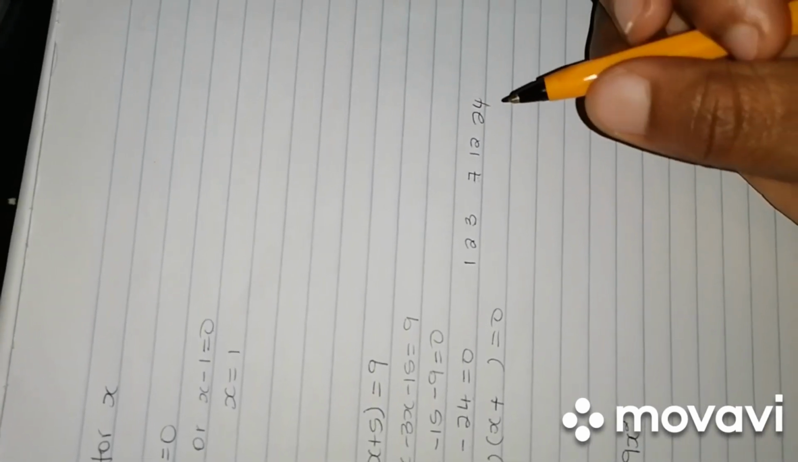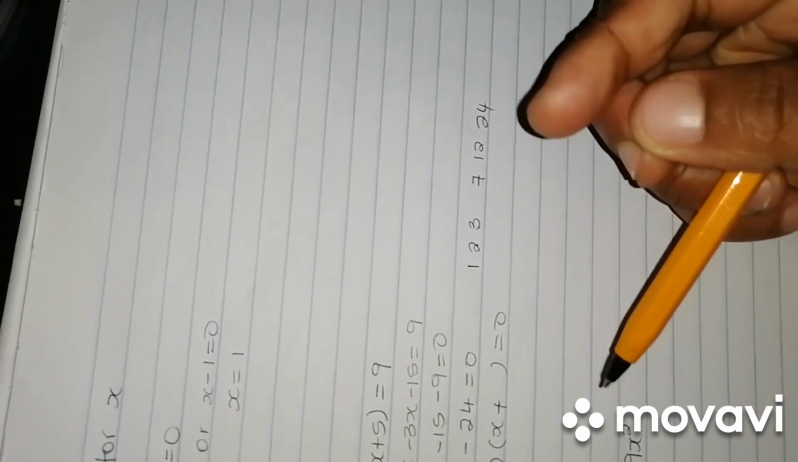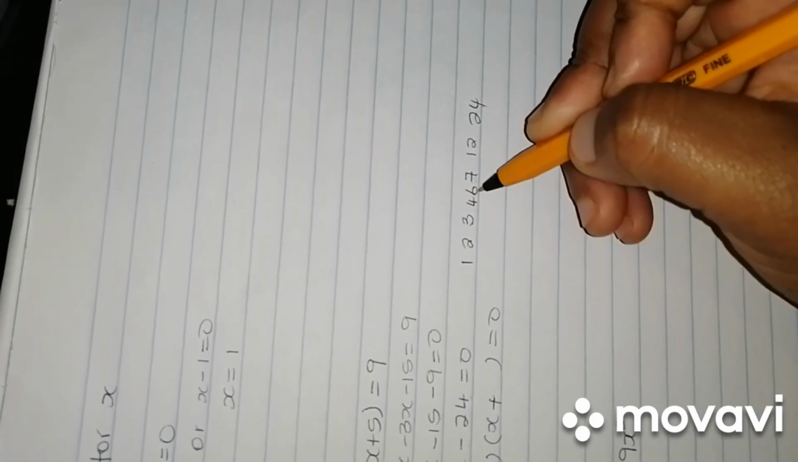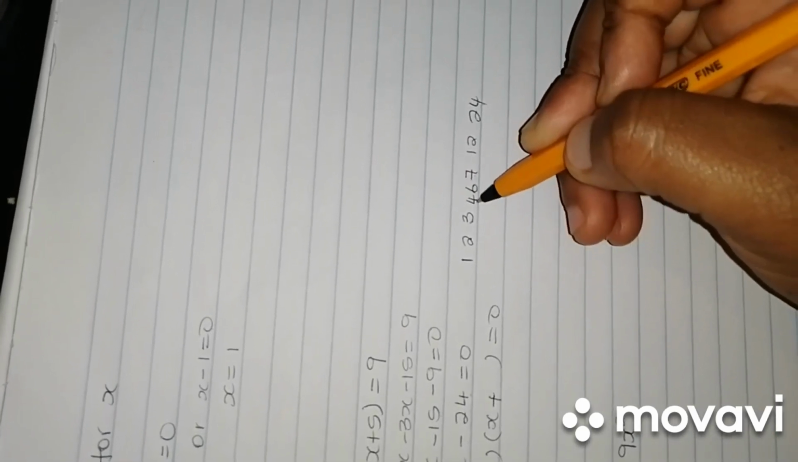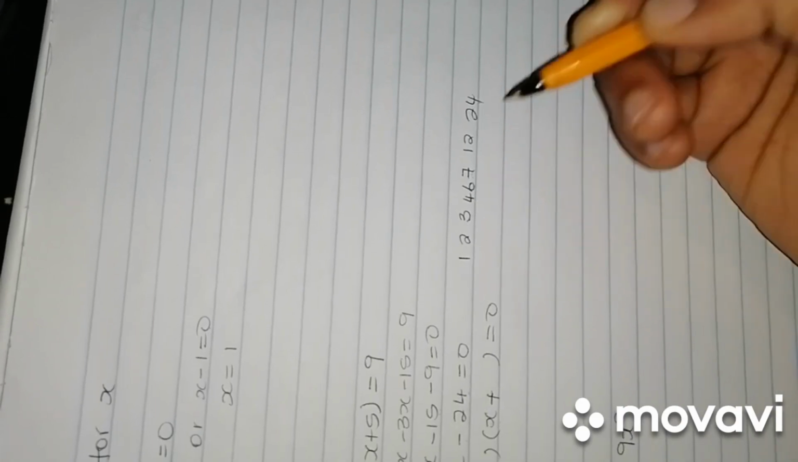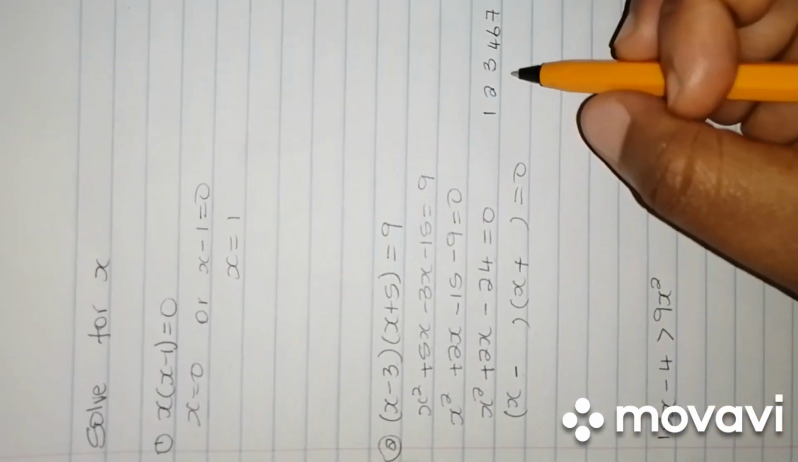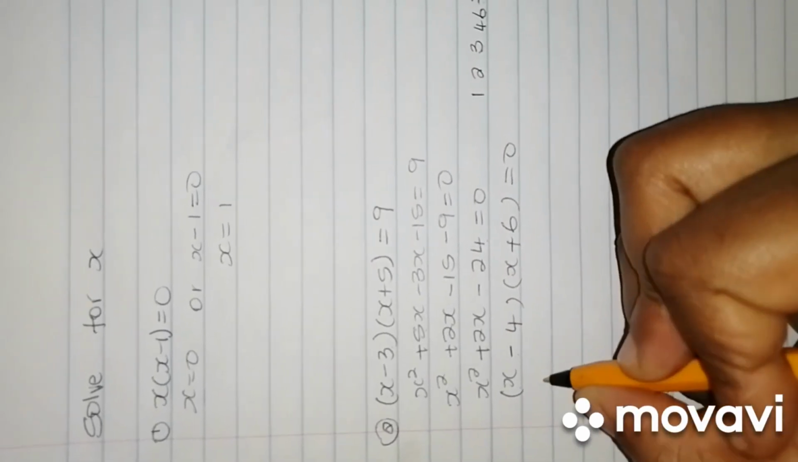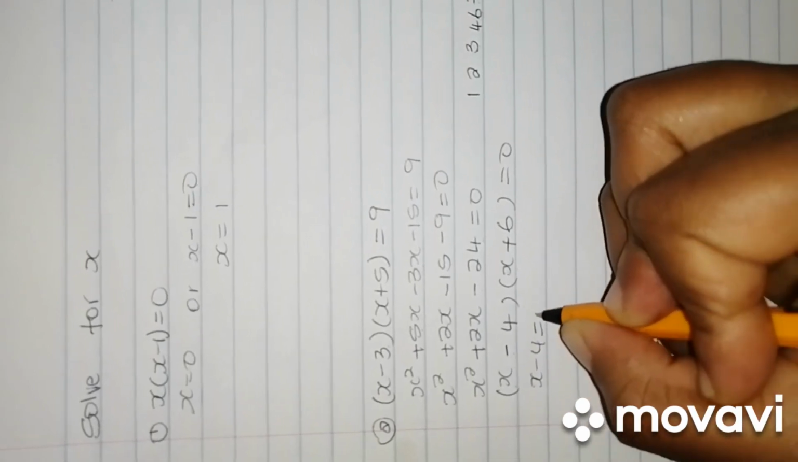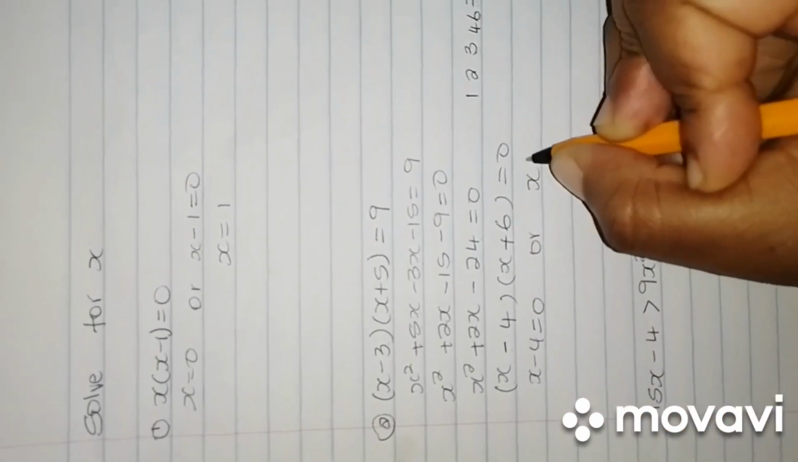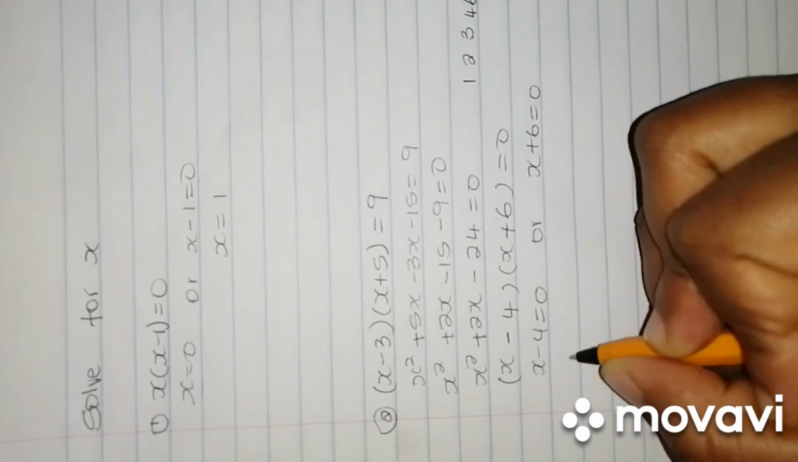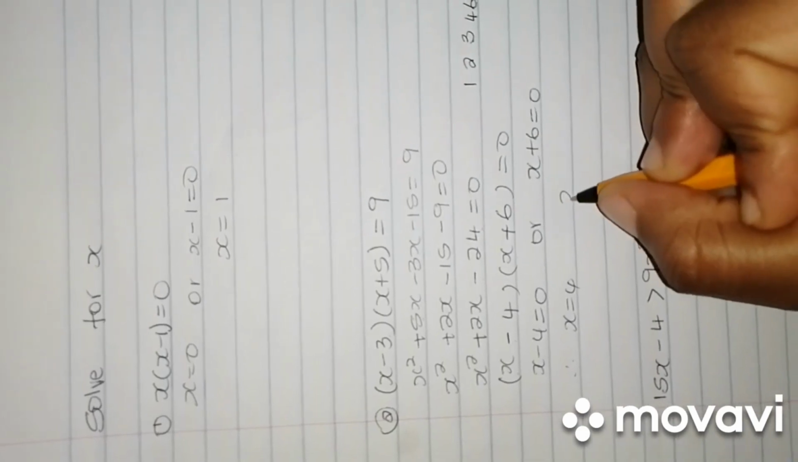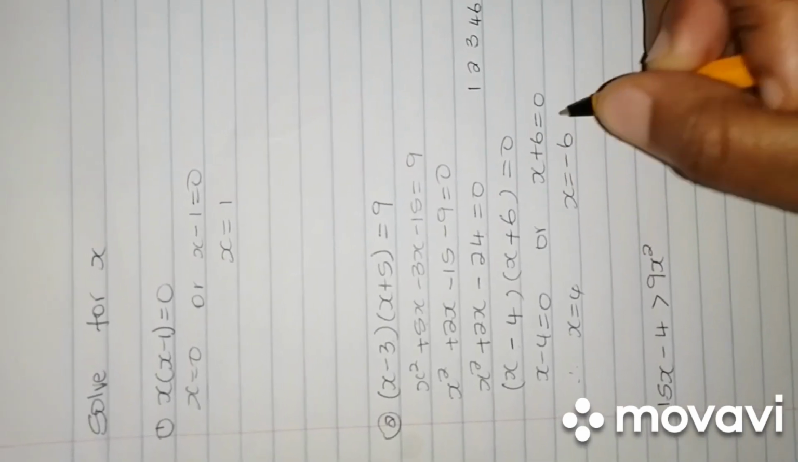Then we move on. It's 4, 8, 12, 16, 20, 24. 4 goes how many times? 6 times. So if we say 6 minus 4, we get 2. So we know the positive is going to be 6, the negative is going to be 4. That's where we have x minus 4 is equal to 0, or x plus 6 is equal to 0. Therefore x is equal to 4 for this equation to be 0. X must be equal to minus 6 for this equation to be 0.